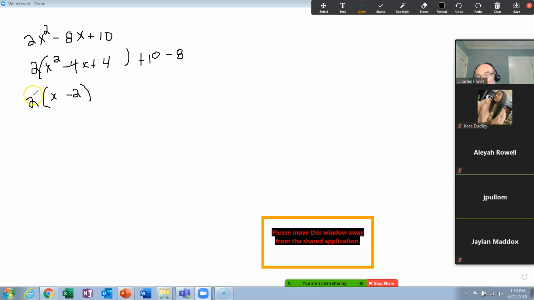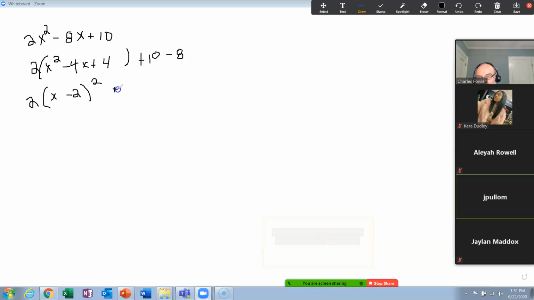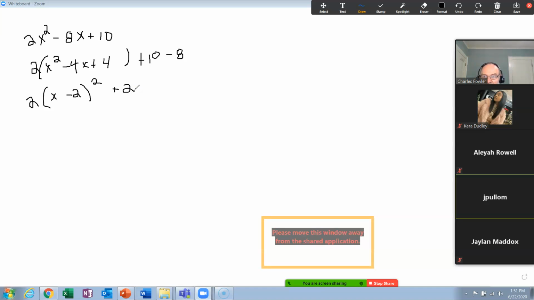Okay, what do we have here? The 2's in front. This is the perfect square of x minus 2. When you take the square root of this, write it down. When you take half of this, write it down, and then you've completed your perfect square. Over here, plus 10 minus 8 is plus 2. Okay, so there we have completed a square again.